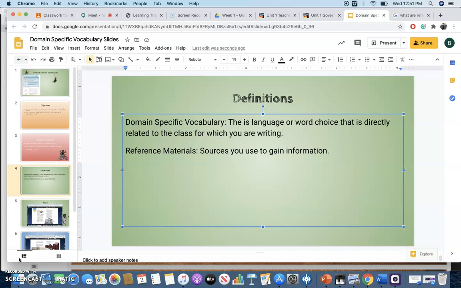For example, if I'm on the playground, I have different domain-specific vocabulary words like slide and run and jump and monkey bars. Okay, those are domain-specific vocabulary words for recess. If I'm in the cafeteria, I don't necessarily use monkey bars. So monkey bars are not a domain-specific vocabulary word for the cafeteria. However, you might have words like tray and food, snacks, things that are involved there.